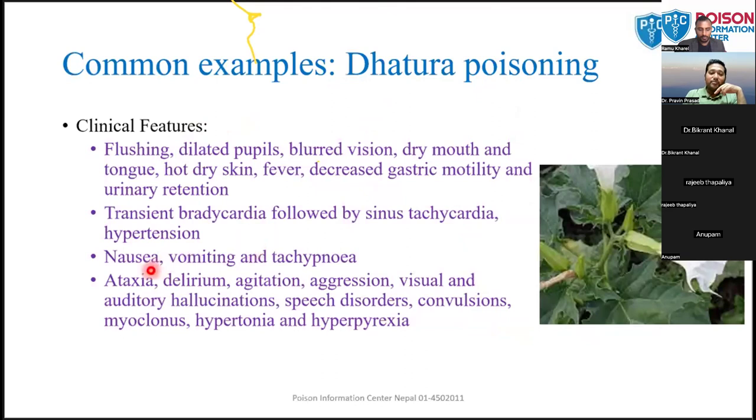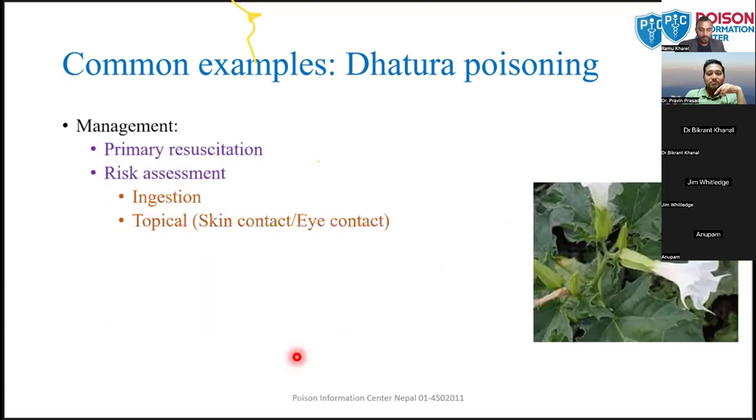They can have GI symptoms like nausea and vomiting. They can have tachypnea, and they can also have CNS involvement in terms of ataxia, delirium, agitation, aggression, hallucinations, speech disorders, convulsions, myoclonus, hypertonia, and hyperpyrexia. Management, the primary survey would be the same: airway, breathing, circulation, assessing the toxidrome.